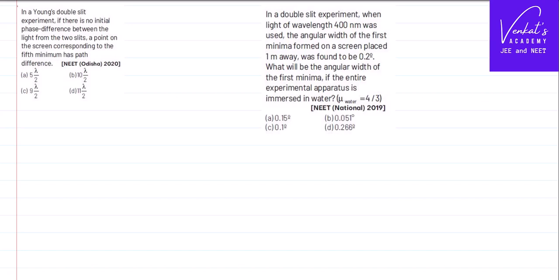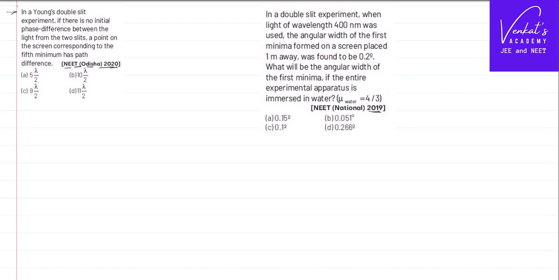Here in this video, we are solving NEET questions from a chapter called Wave Optics or Physical Optics. One is of NEET 2020, another one is of NEET 2019. Both are Young's double slit experiment, interference concept. Let us see the first problem.